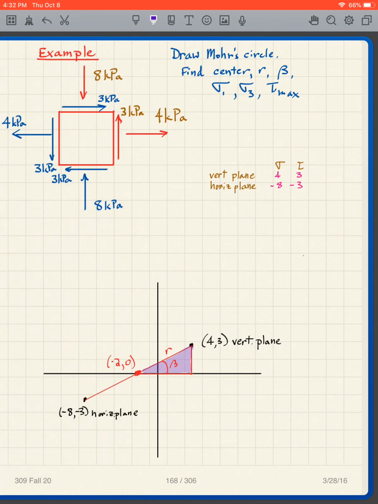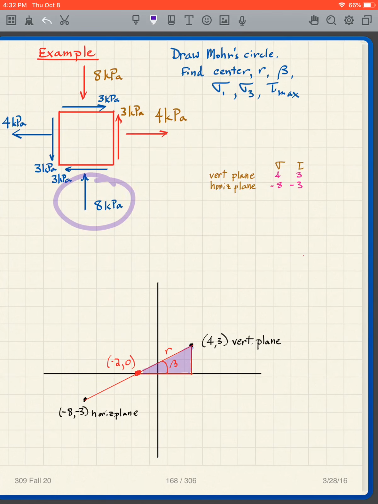All right, I assume that you've done it, so let's take a look at this. I'll do this sort of in two steps, but the first thing we do is fill in this table. So on the vertical plane, I see 4, I see 3. So I write sigma and tau 4, 3. Horizontal plane, I see that's a -8, and that is a -3.